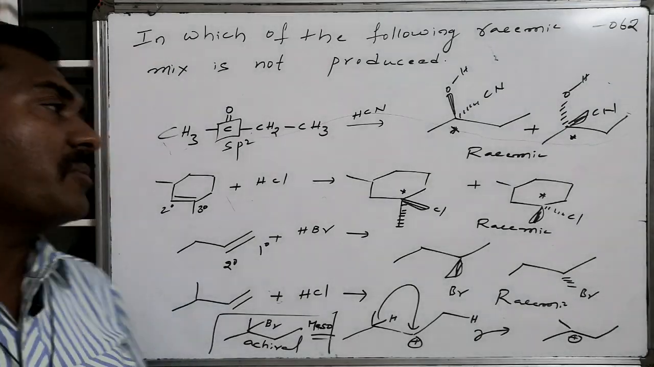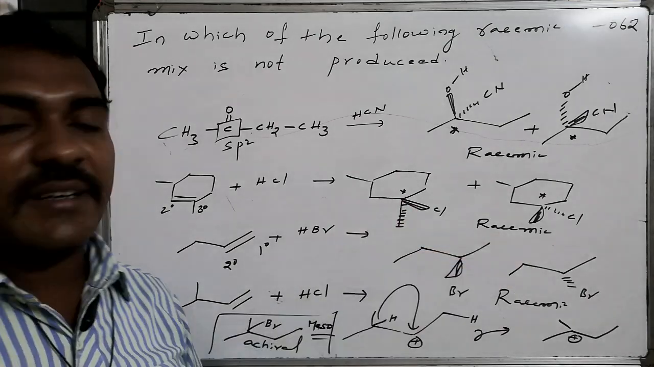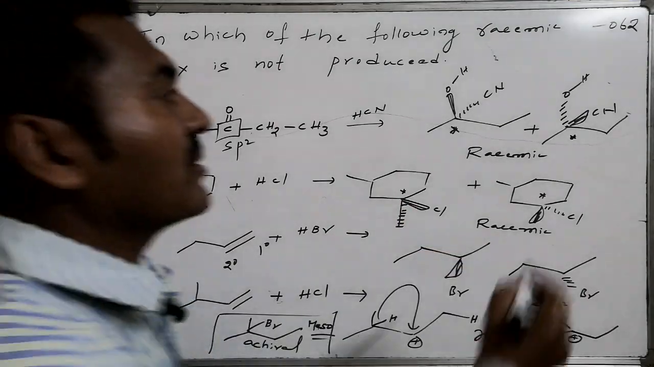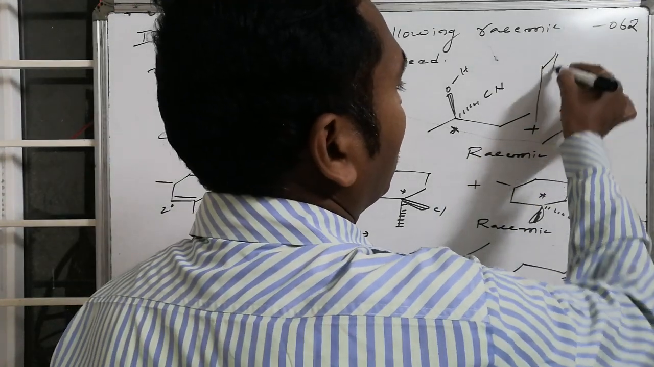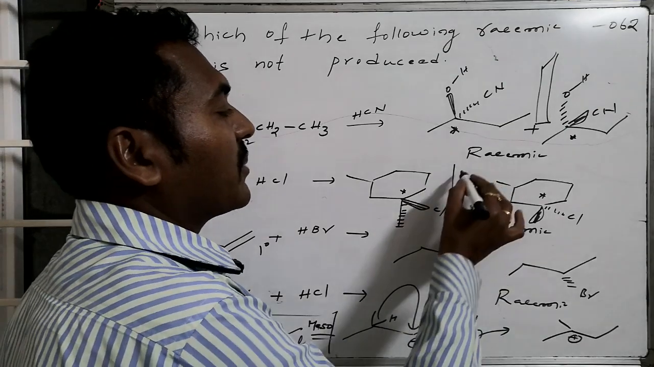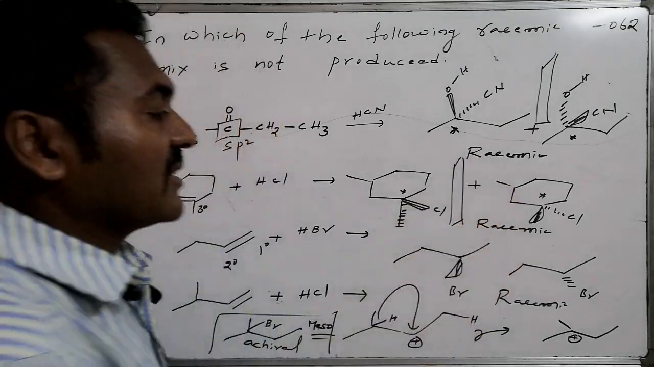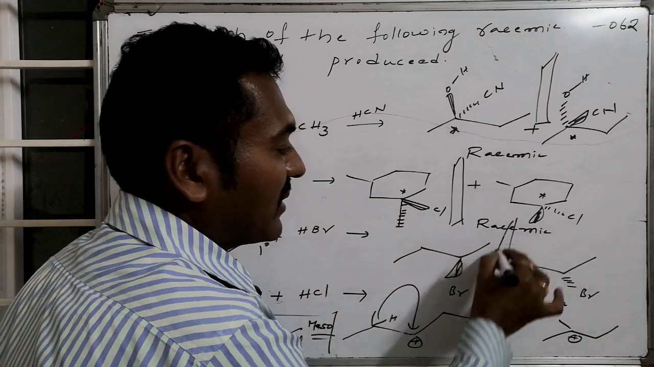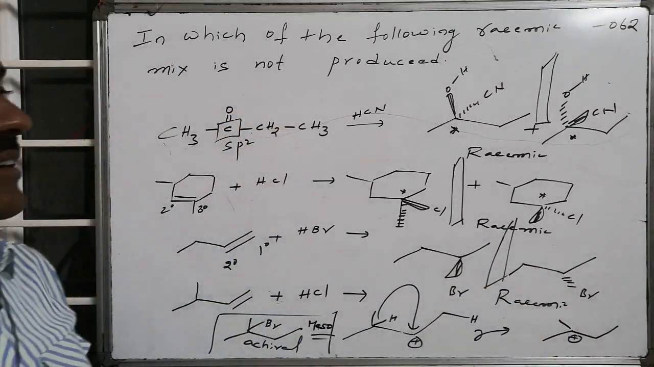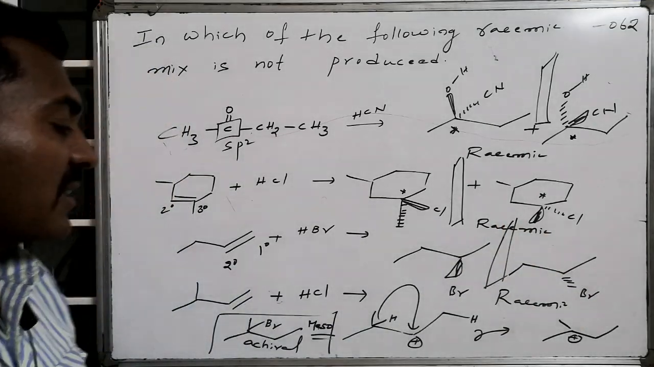First case: one chiral center, two different varieties, that is, mirror images are formed. These 1 and 2 are what? Optically active and act as mirror images to one another. These 1 and 2 are optically active and act as mirror images to one another. These 1 and 2 are also optically active and act as mirror images to one another. Hence, these three products are racemic in nature.